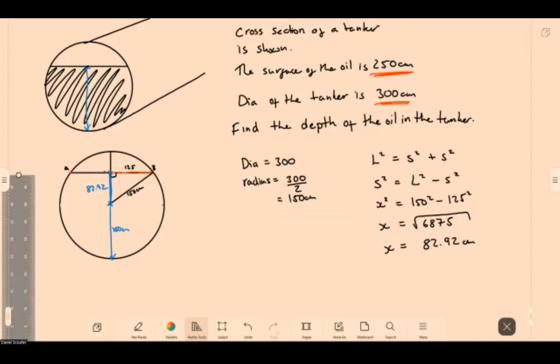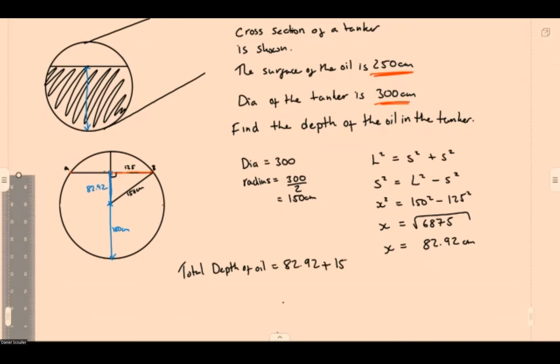So what I need to do now is say total height, or depth even, total depth of oil equal to 82.92 plus 150, which is equal to 232.92 centimetres.